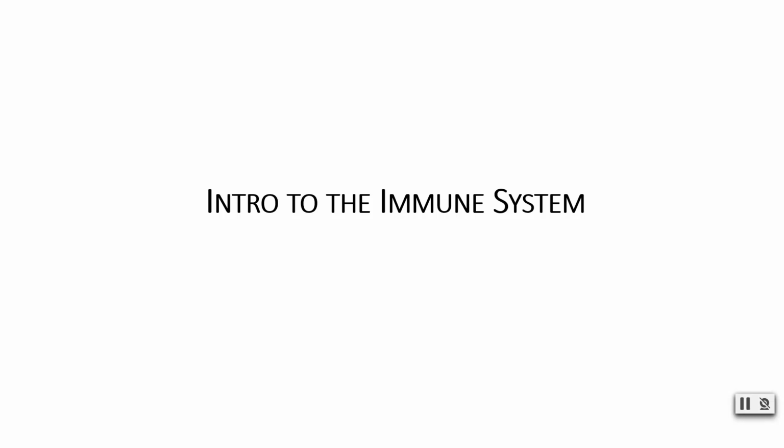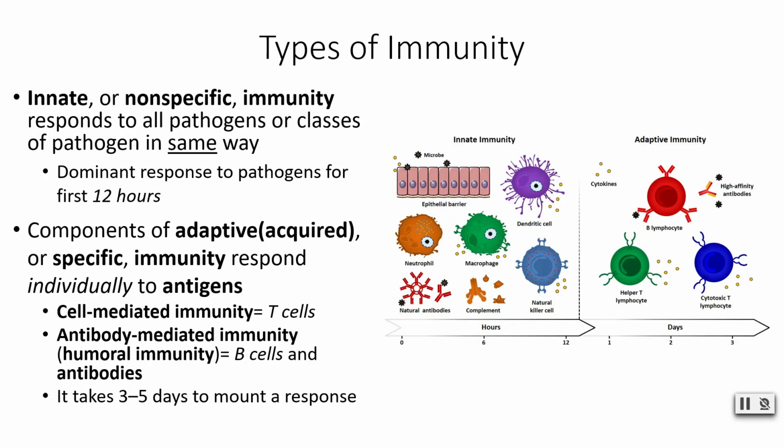In this recording, we're going to discuss an introduction to the immune system. We have two types of immunity. First, we have an innate or non-specific immunity that responds to all pathogens in the same way. So it doesn't matter if it's a bacteria or a virus, the reaction is the same. This is the dominant response for the first 12 hours of our exposure to the pathogen.